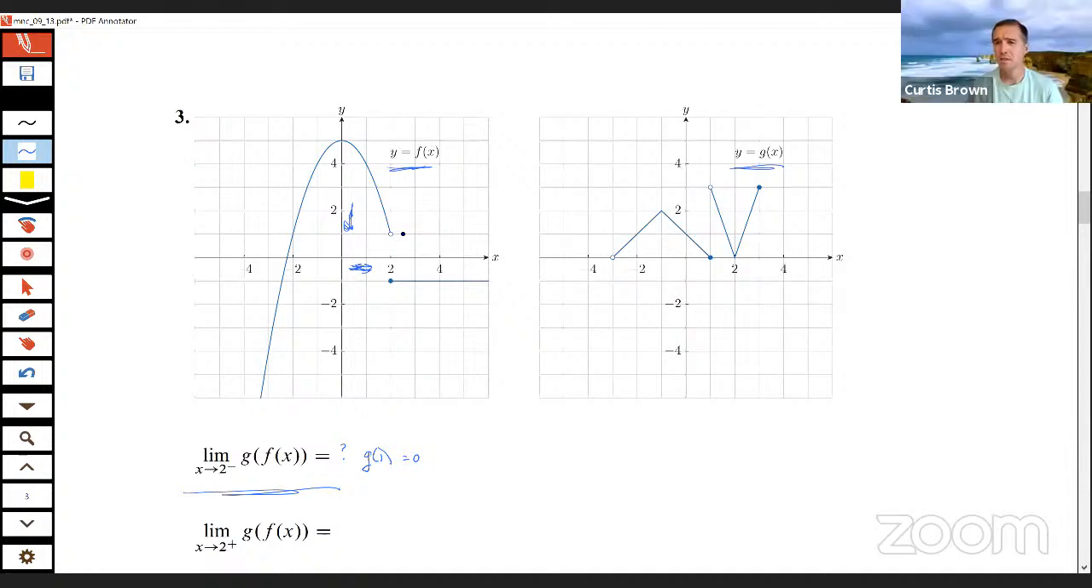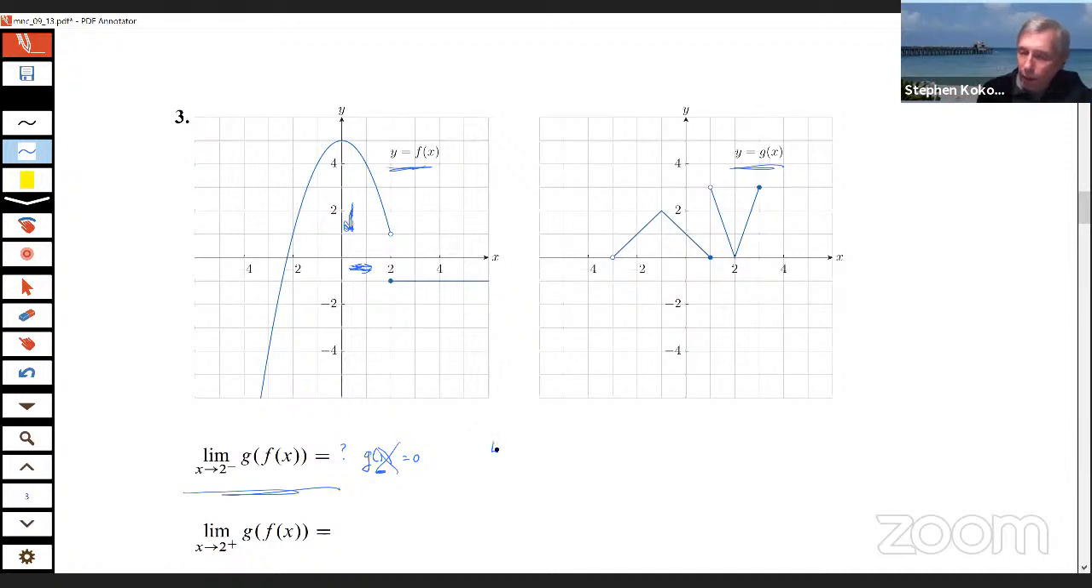Well, continuity. Beautiful. So we can't just plug in a 1 there because we don't have g continuous at 1. So here's how we have to argue here. As x approaches 2 from the left-hand side, what's f of x doing? Well, f of x is approaching 1 from the right-hand side.